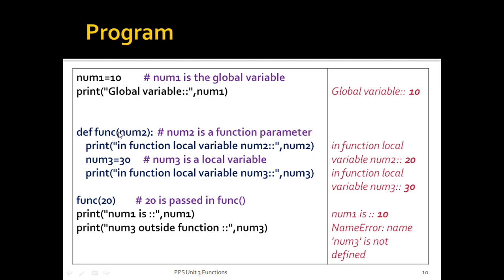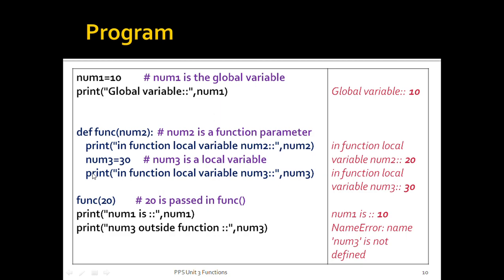So num2 will get a value, that is 20. So we can see that num2 is a function parameter. After that we will print this statement, so num2's value, which is 20, will be printed. Next is num3 equal to 30. Now you can see num3 is a local variable as we have defined it inside a function. So we are going to print this statement num3. Whatever the value is, that will be printed. So in this case 30 will be printed.